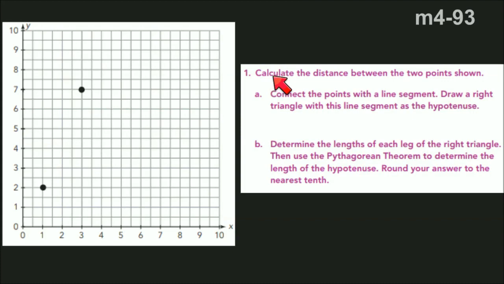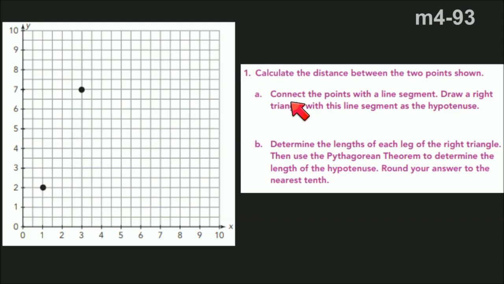So the first thing it says is to calculate the distance between the 2 points shown. So we've talked about that. We're trying to find this distance here. Now, we can't just count diagonally. We can't just go 1, 2, 3, 4. We talked about that earlier, so that's not going to work.